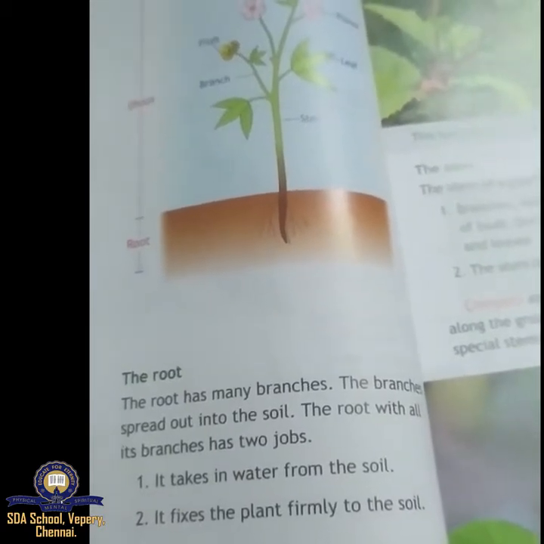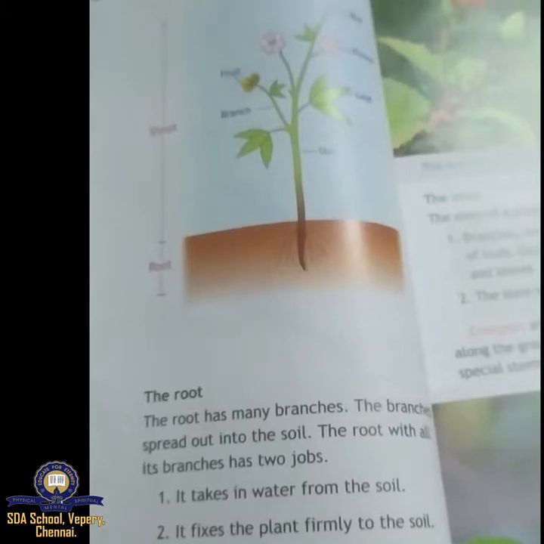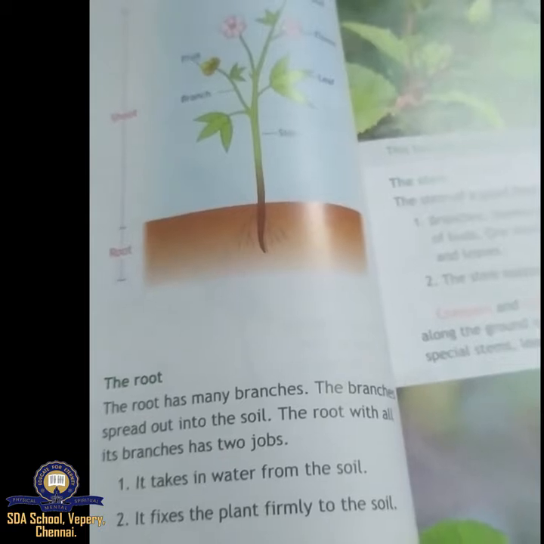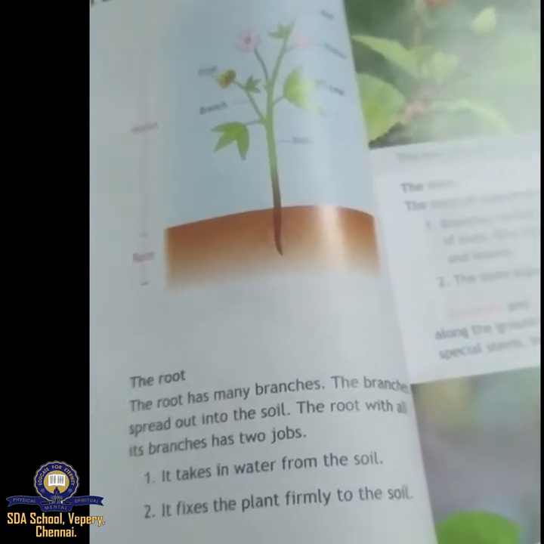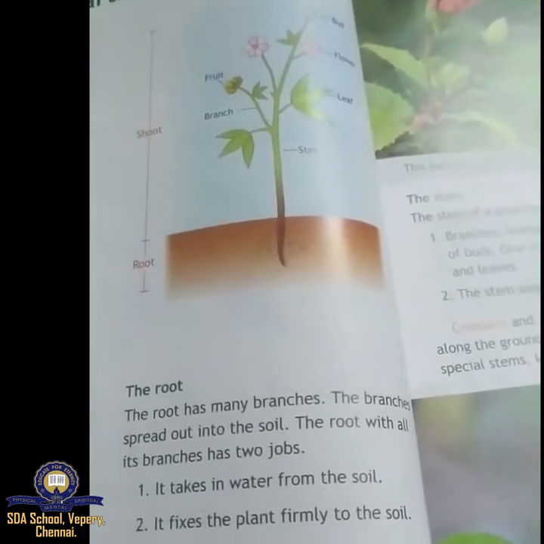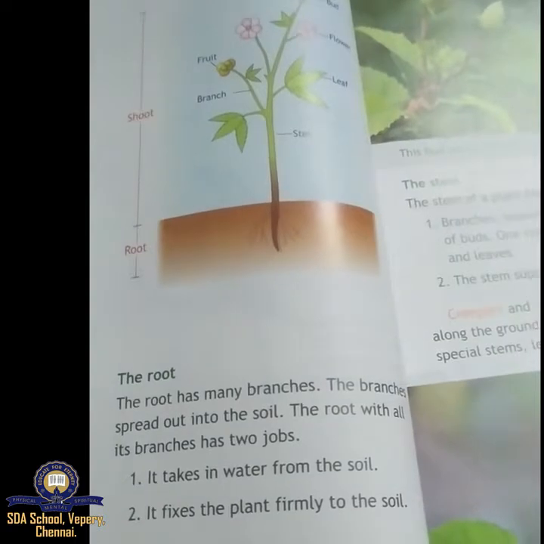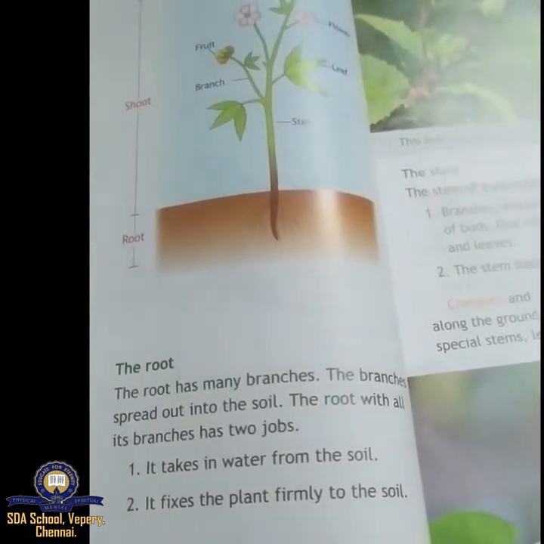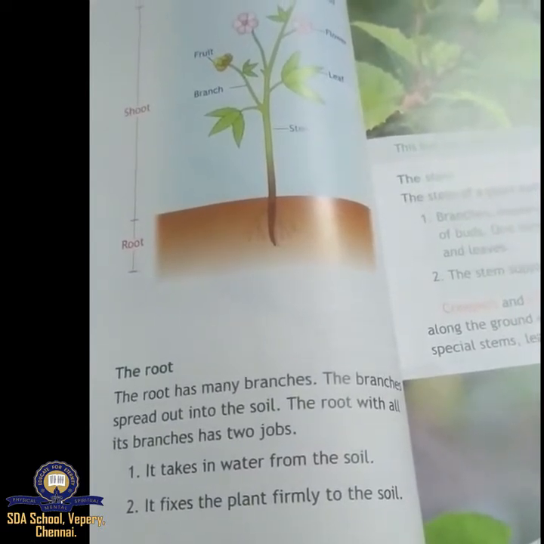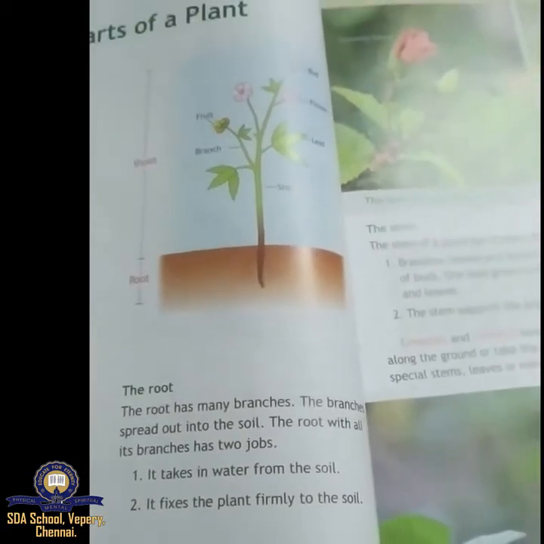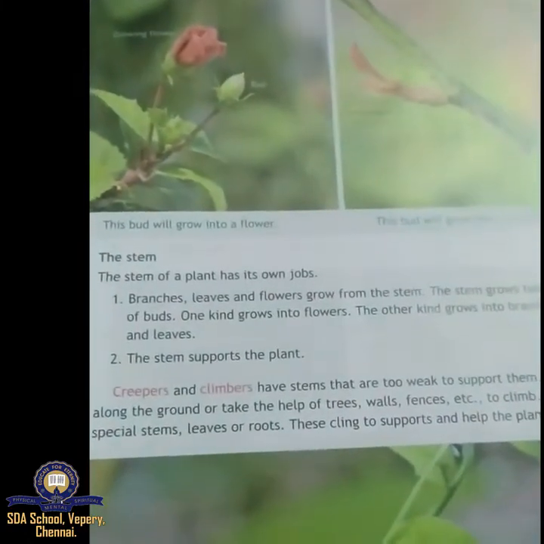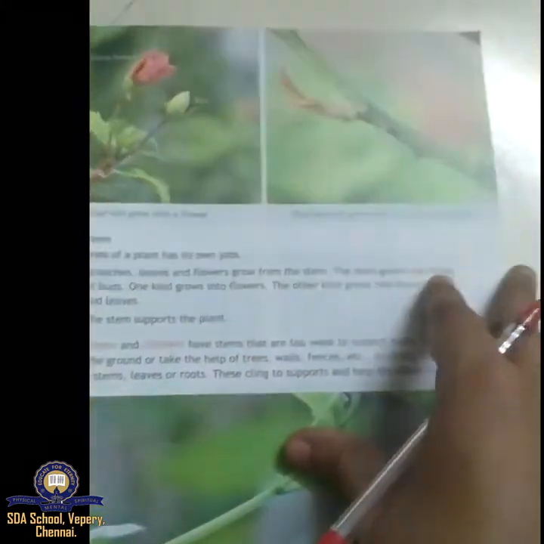Next, we move on to the stem. First, we saw about the root. The main points about root: root has many branches, and the main job of the root is that it absorbs or takes in water from the soil, and it helps the plant to stand firmly in the soil. Next, moving on to the stem. You can look at the picture.